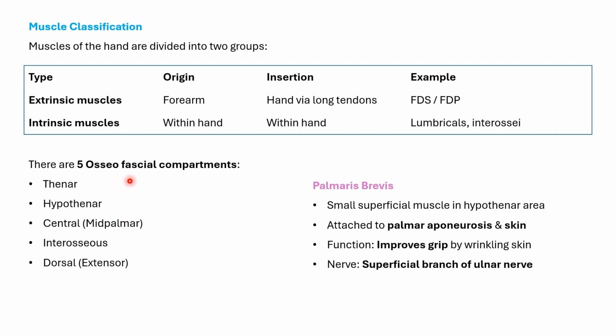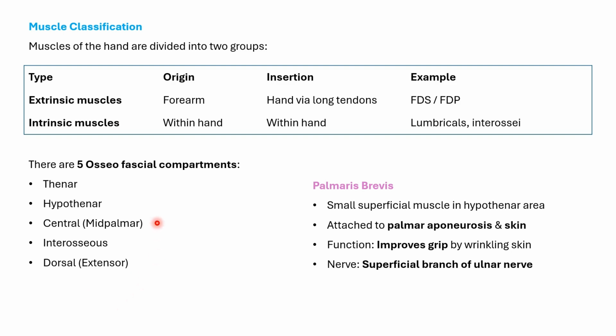Also, there are 5 osseofascial compartments in the hand. They are the thenar compartment, hypothenar compartment, central or mid-palm compartment, interosseous compartment, and dorsal or extensor compartment. This dorsal compartment is actually extrinsic muscle. In this video, we will not learn about the dorsal or extensor compartment because it is already done in the forearm region.